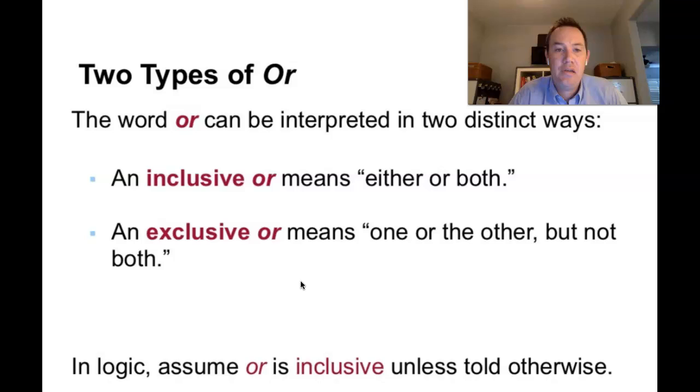All right, so 2 types of OR. OR can be interpreted in 2 distinct ways. Inclusive means either or both, and exclusive means one or the other, but not both. In logic, we assume that OR is inclusive unless told otherwise. So we will operate, for the most part, anytime you see OR, under the presumption that we are talking about an inclusive OR.